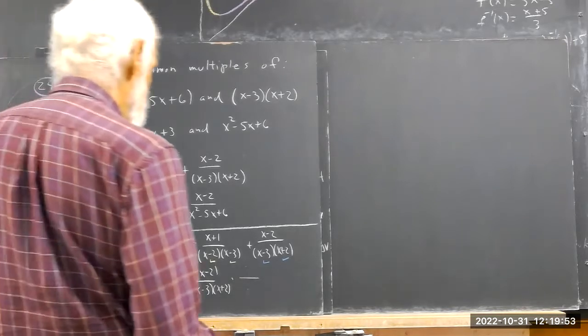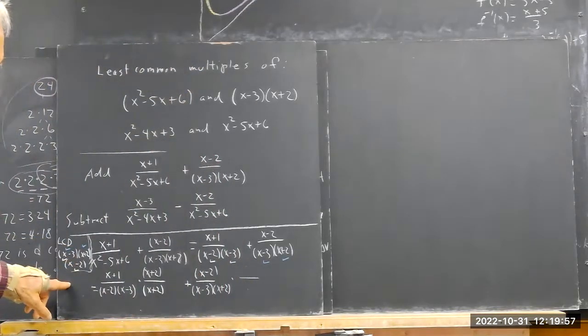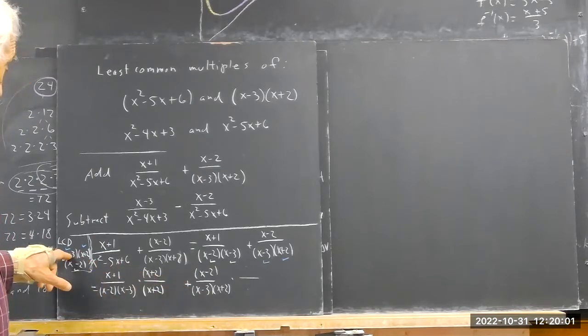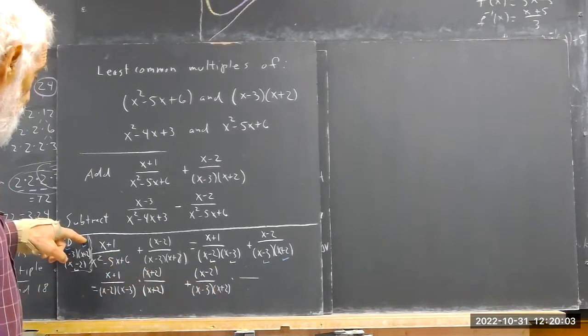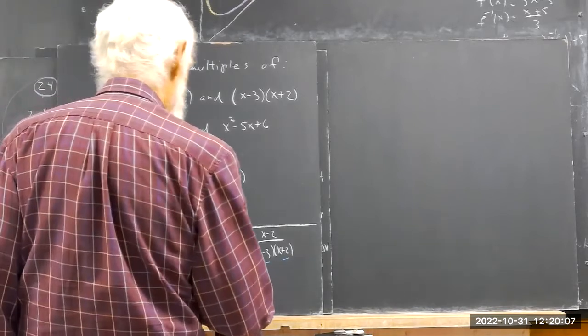Over here, we multiply by what's missing. Here's our denominator that we want. We've got the x minus 3. We've got the x plus 2. We're missing the x minus 2. So put the x minus 2 there.